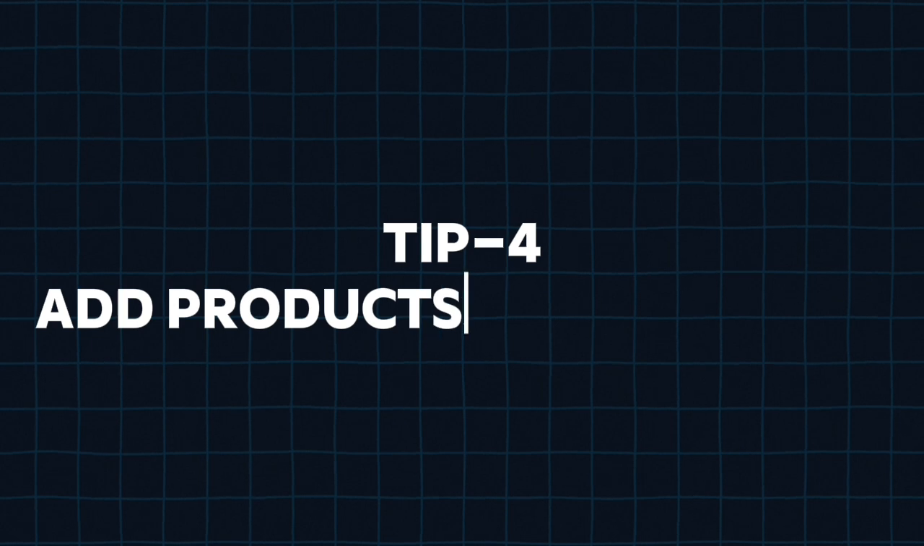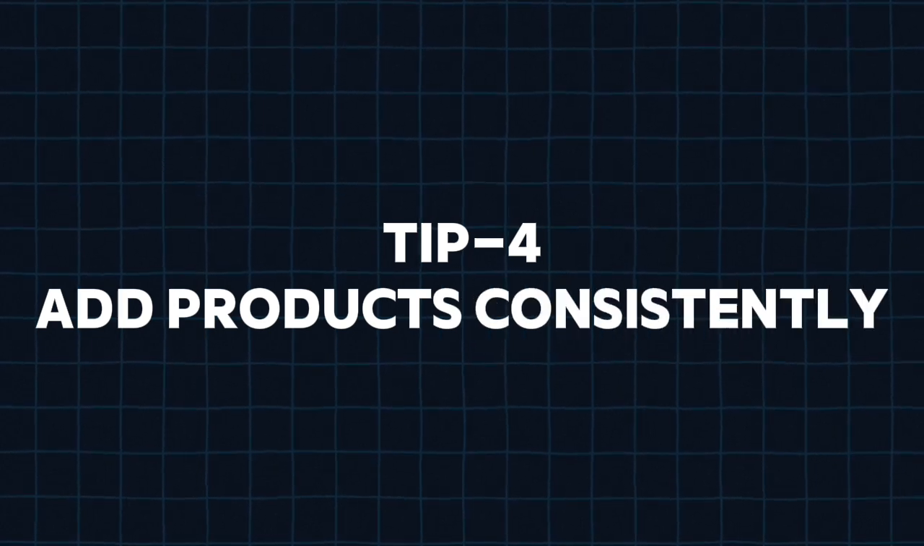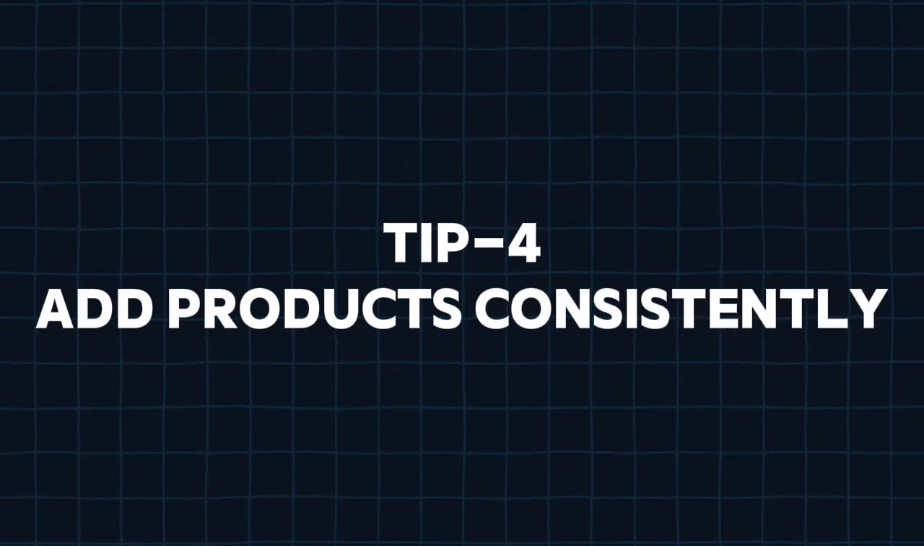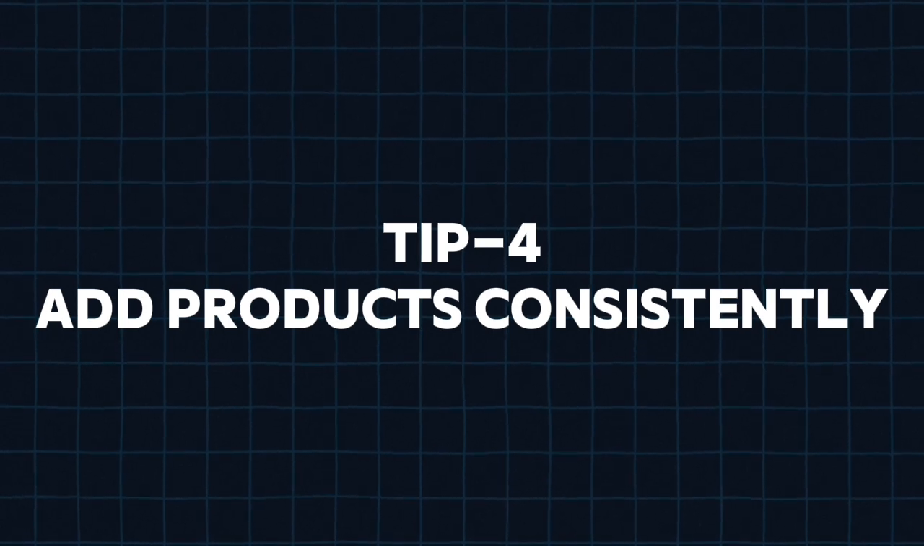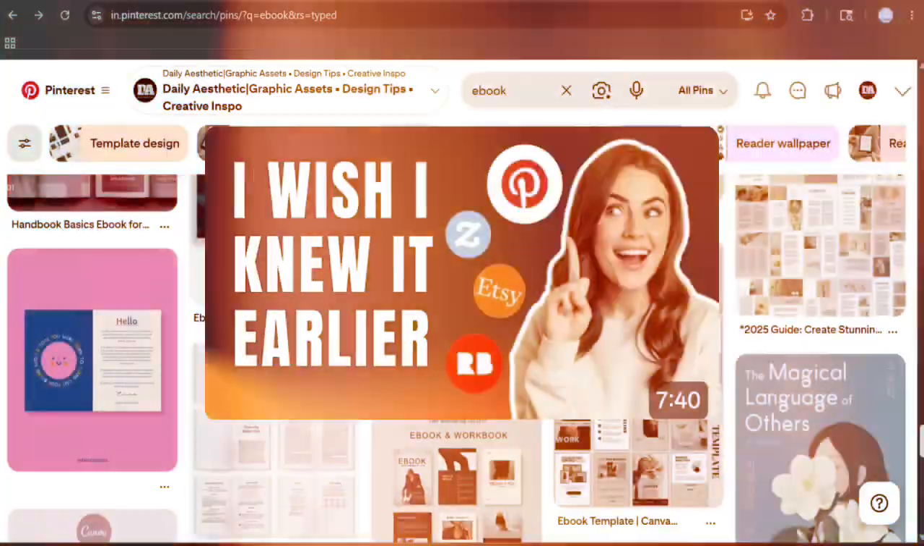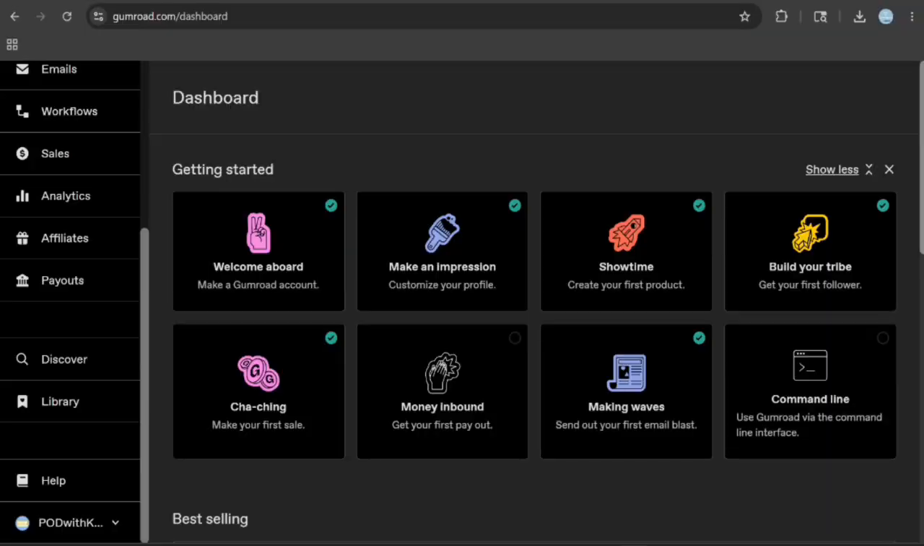And finally, tip number 4, add more products consistently. One product is good, but multiple products give people more reasons to buy from your shop and help you grow faster over time. So that was the complete step-by-step process of selling digital products on Gumroad.